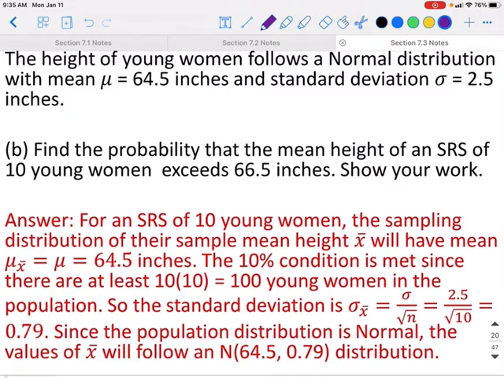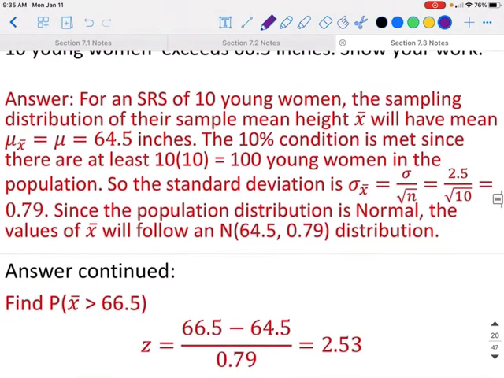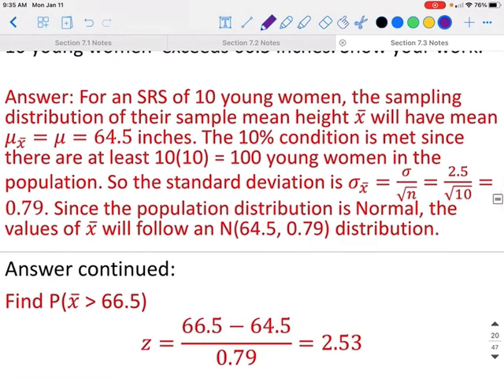Now that we have this information, we can go ahead and find our probability. So we're finding the probability that x bar, not x, is greater than 66.5 because now we're talking about a sample. We're still going to start by finding that z-score. Remember, z is still x minus mu over sigma.